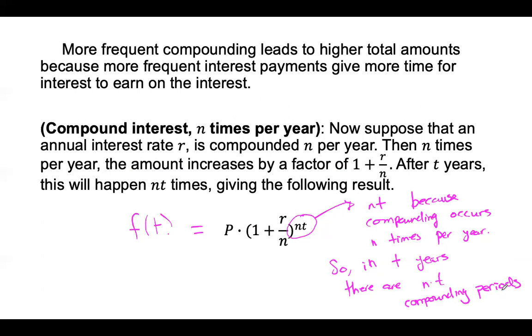So it keeps growing. And you notice that this is basically an exponential growth function. It's of the form C times B to the exponent x or something like that. It's very similar to that.